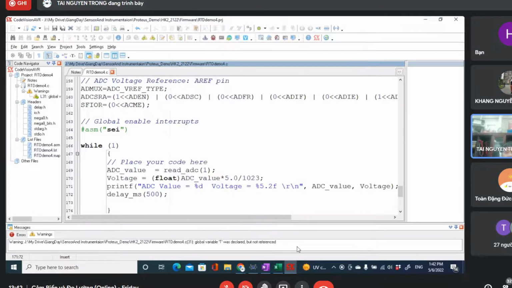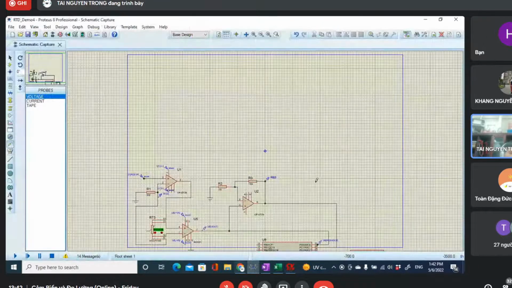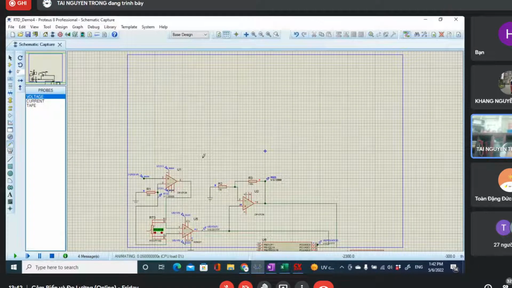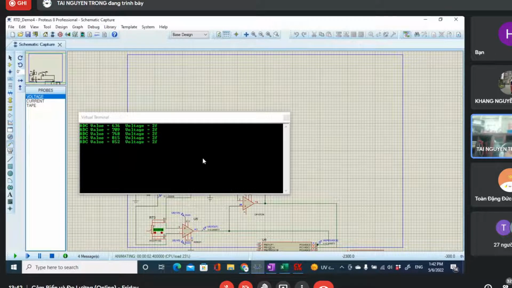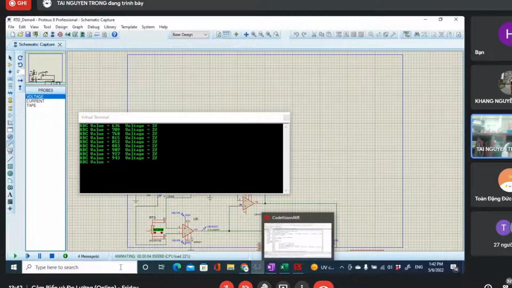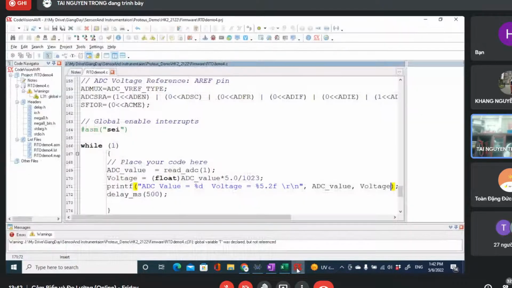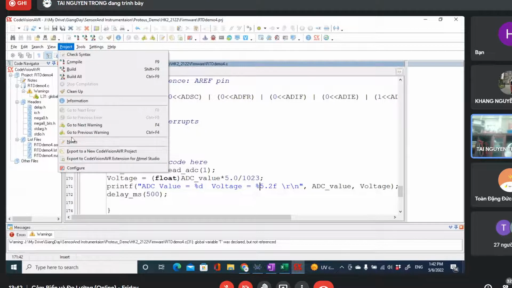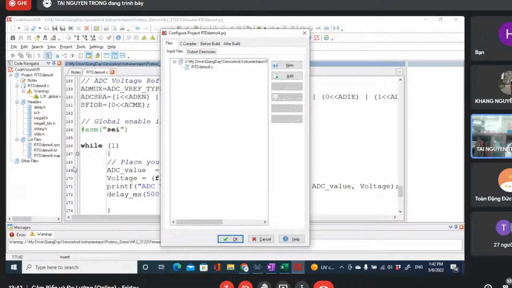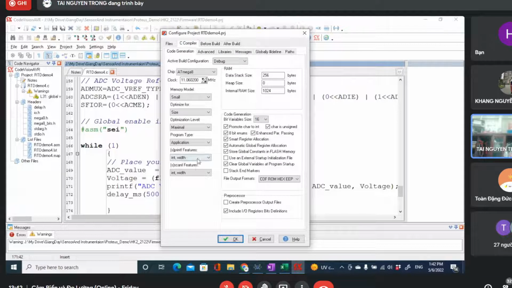Okay, and then we open the monitor. Sorry, check again. Voltage. Take the project configuration to print the float value. We have to modify the print function with float and precision.